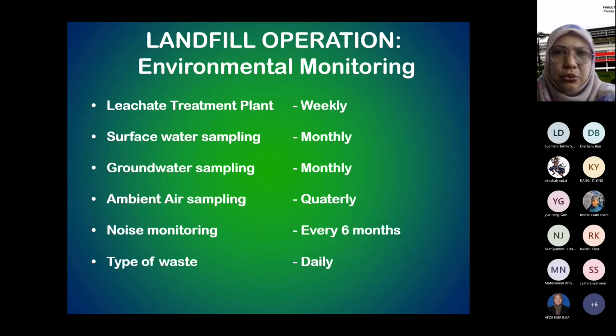For a landfill operation, environmental monitoring will include the leachate treatment plant, which needs to be monitored weekly. Surface water sampling needs to be monitored monthly. Groundwater sampling, monthly. Ambient air sampling, quarterly. Noise monitoring every 6 months. And the types of waste being placed at the landfill would be monitored daily.